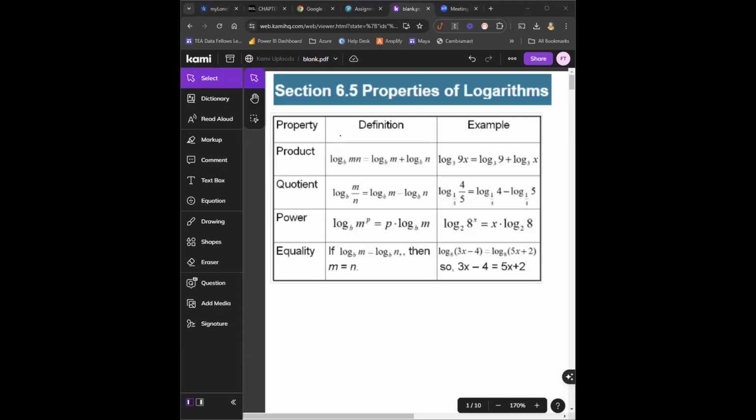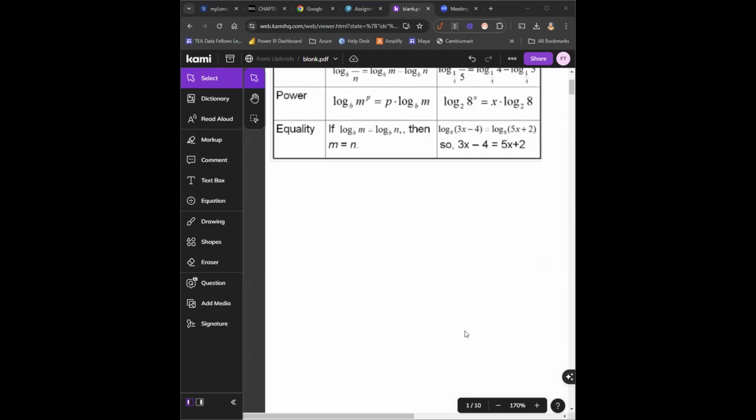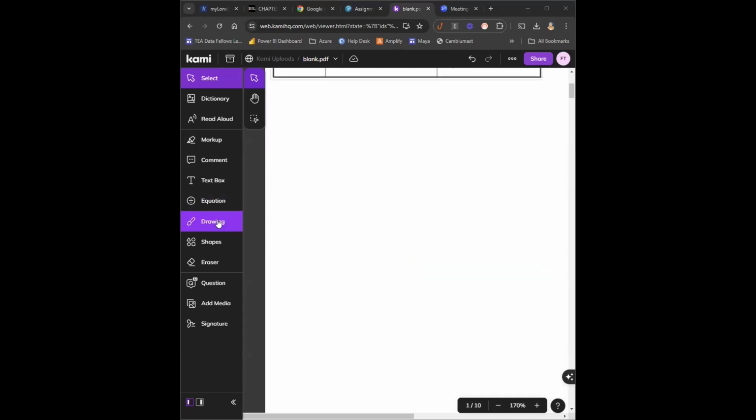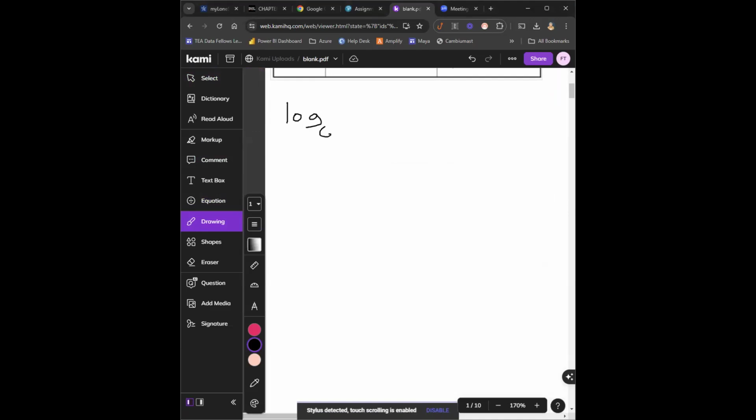Now we're going to actually solve these 6 problems that we have in our homework section. So I'm going to open some room here. The first question says to use properties of logarithms to find the exact value of the expression, and do not use a calculator. The question is log base 6 of 2 plus log base 6 of 3. So I need to find the answer without using a calculator.